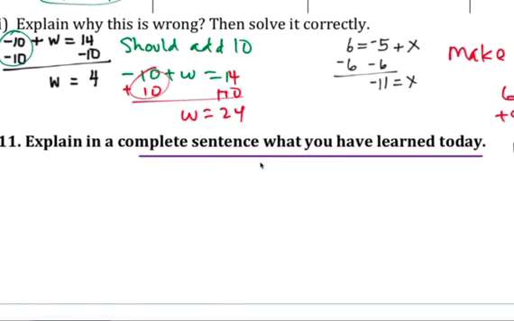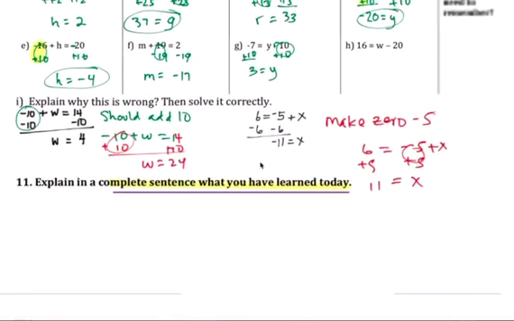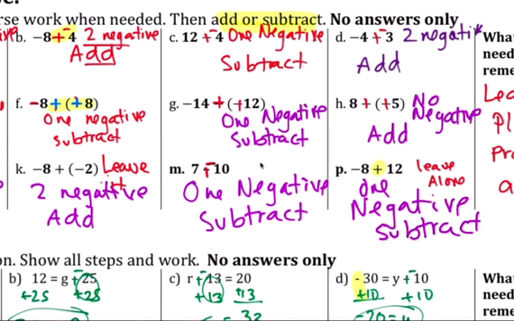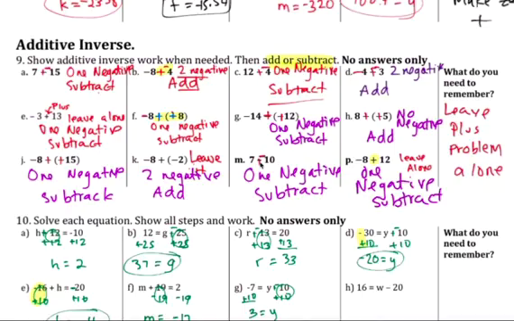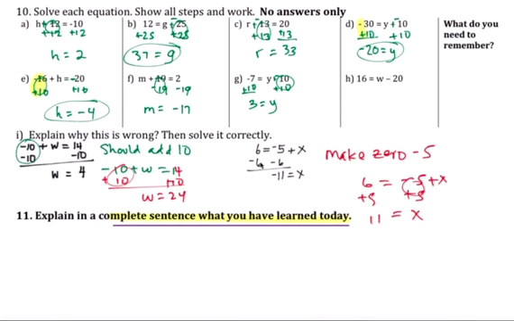Okay, this is on you. Write a complete sentence. One thing you learned today. Okay, so either you can write that I learned that one negative when you're adding, you subtract. Two negatives when you're adding, you add. Many things. Make 0 on which side. So you got choices there.